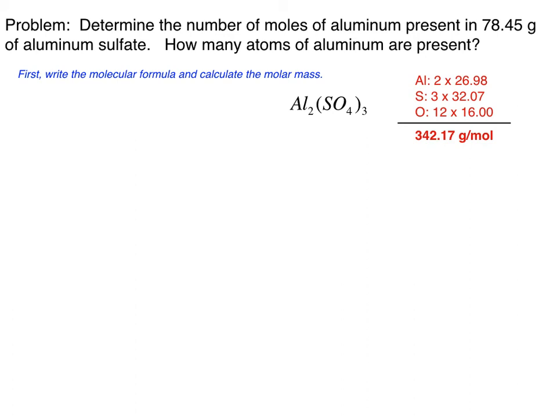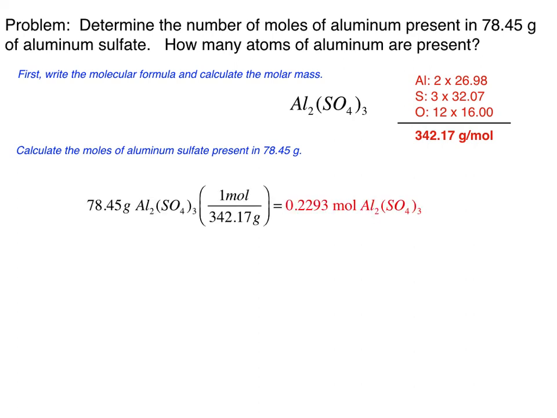Next, what we need to do is calculate the number of moles of aluminum sulfate present in that 78.45 grams. So we'll start with the number that's given, 78.45 grams, and then we need to divide, in this case, by the molar mass. So 78.45 grams of aluminum sulfate divided by the molar mass of 342.17, and we can get our moles of aluminum sulfate to be 0.2293. That's how many moles of aluminum sulfate we have.